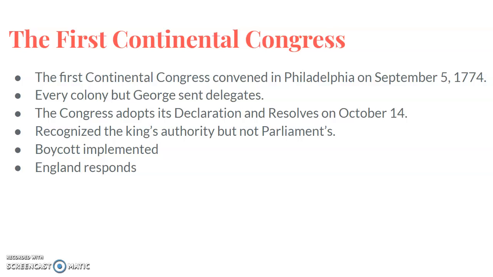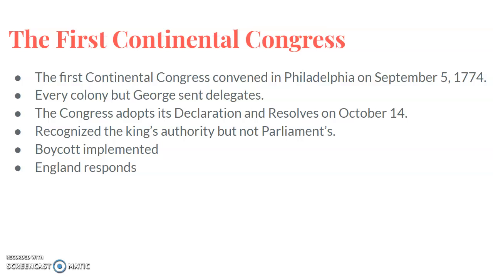And so they passed the Coercive Acts, which were also called by the colonists the Intolerable Acts because they were simply intolerable, and they were basically designed to close Boston Harbor. That was the source of a lot of jobs for a lot of people, and so when the harbor was closed, a lot of people lost their jobs.